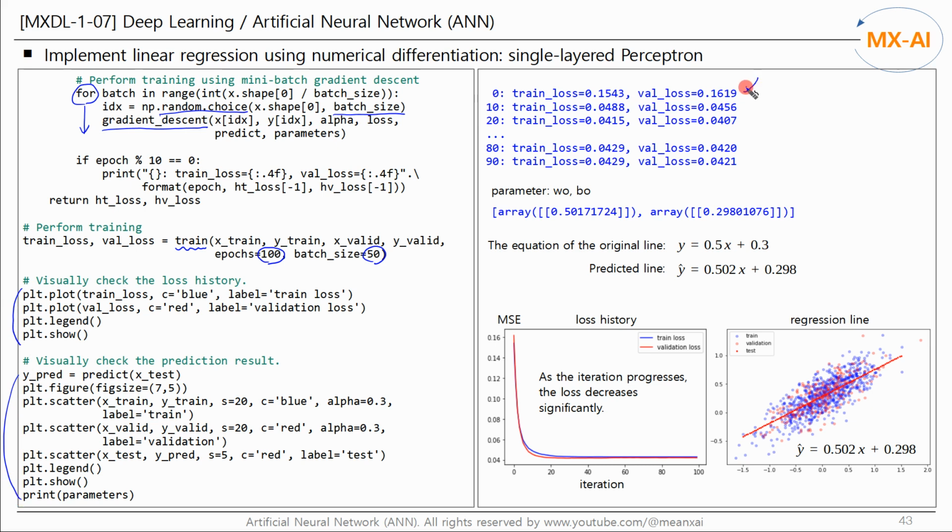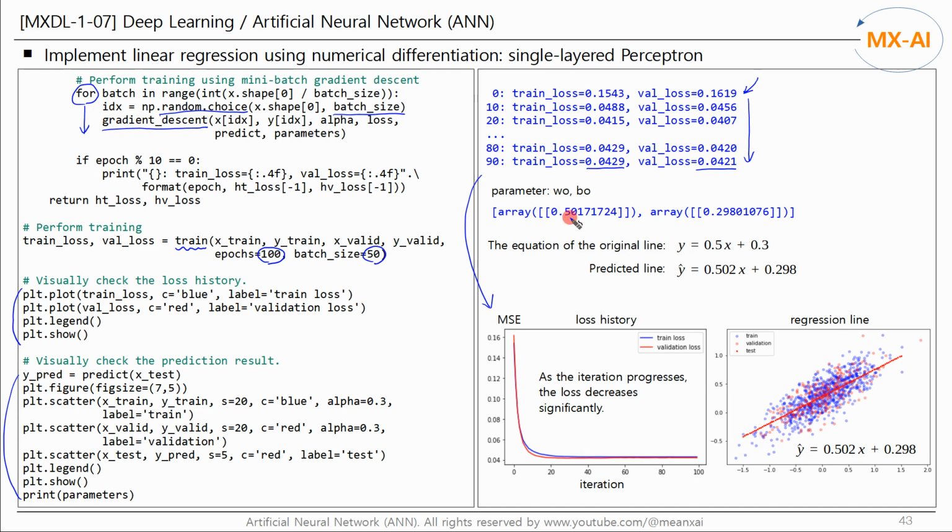Let's check the results. As the iteration progresses, you can see that the loss of the training and validation data gradually decreases. Visualizing this, it looks like this. If you see the losses gradually decreasing, you can assume that the parameters have been updated to their optimal values.